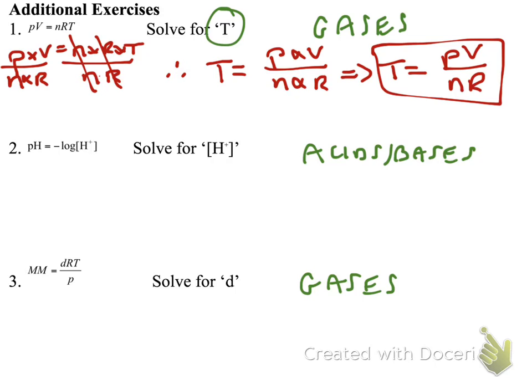You could solve for a different variable. We might be able to solve if we wanted to for N or R or P or V. Okay, so we could solve for any of those, but in this case I just wanted to solve for temperature.